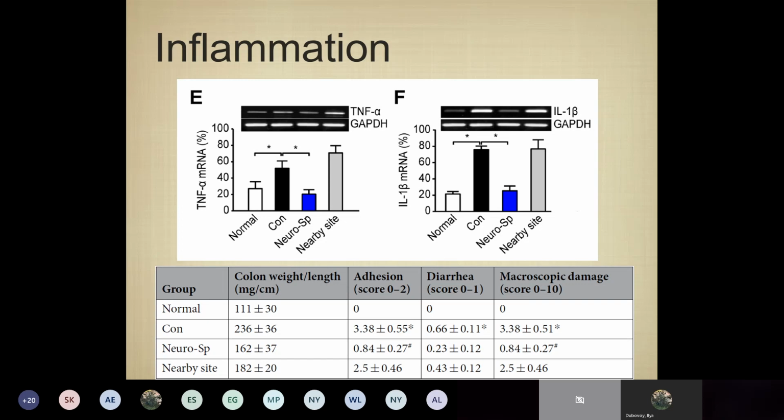Okay, as you can see here, these are measures of some of the other markers that were tracked in these rats. Again, stars indicate significant differences.